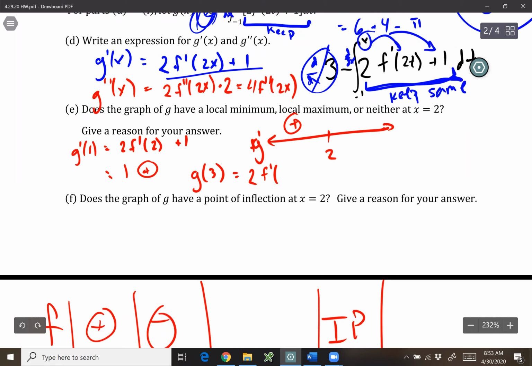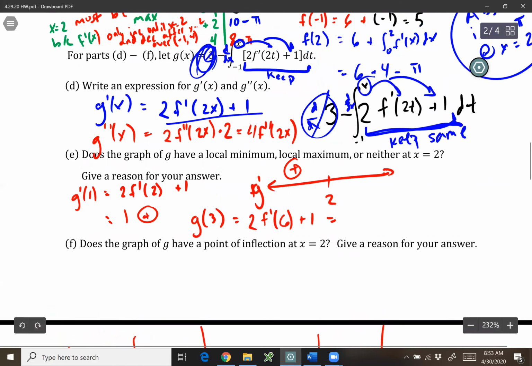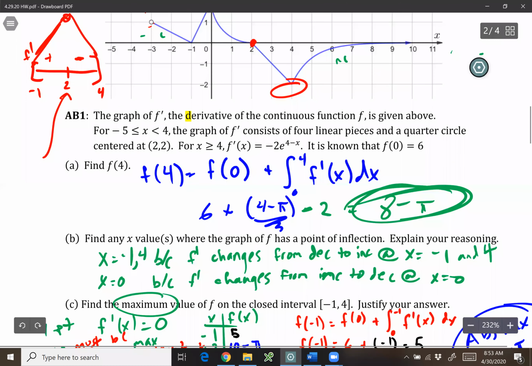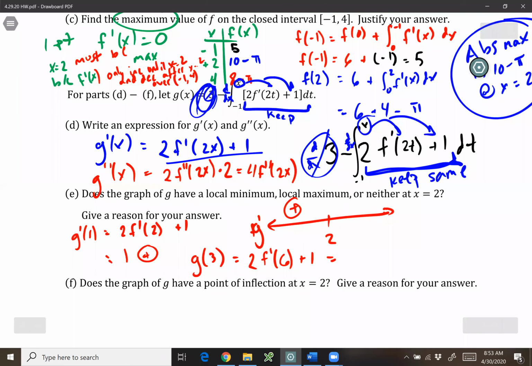2 F prime of 2 times 3 is 6 plus 1. Okay, 2 times F prime of 6. So F prime of 6 gives a negative value. I don't know what it is, but it's like negative 0.25. So that gives around like negative 0.50 plus 1, and that's a positive value.